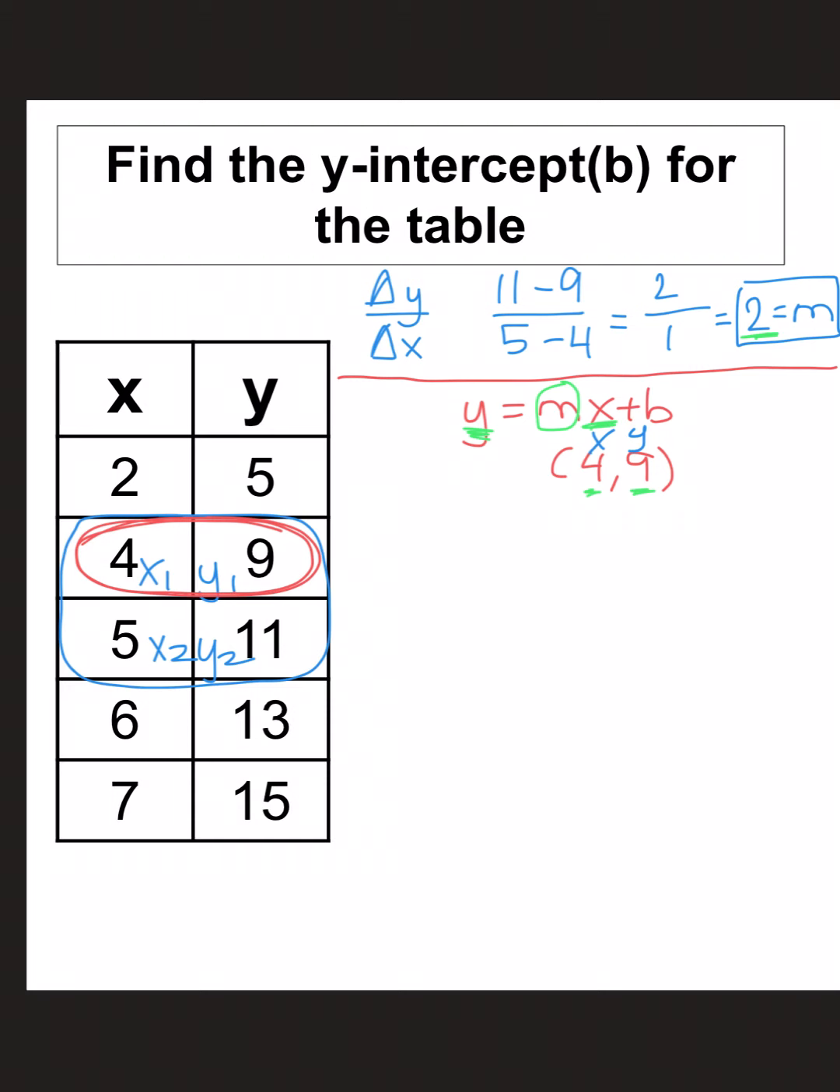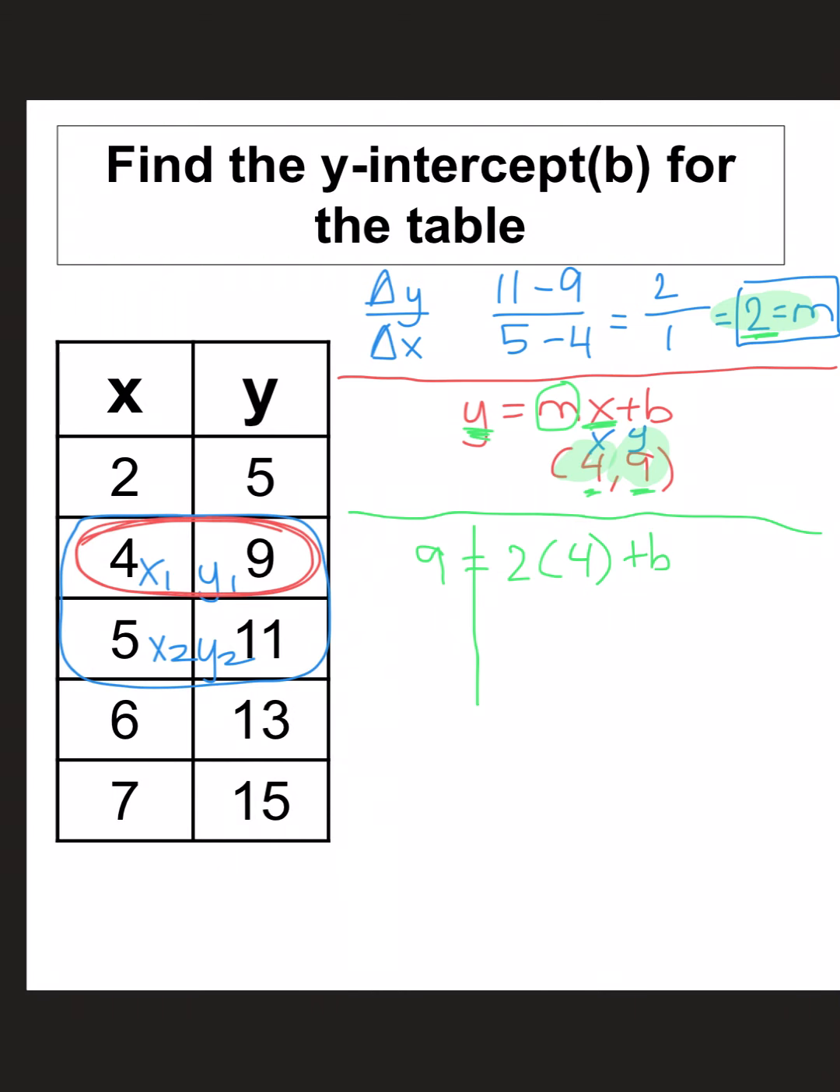So for y, we're going to put the 9. So the y is going to say 9 equals, for the m, we're going to put in the 2. So then we put in the 2 in parentheses. For the x, we're going to put in the 4. And we don't know the b, so we just bring that back into the equation. Okay, so from here, now we have an equation that needs to be solved for the b.